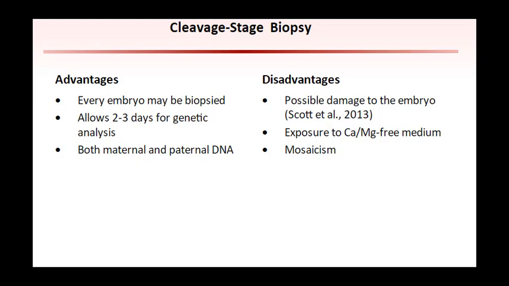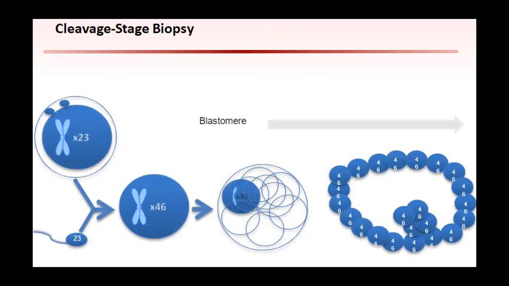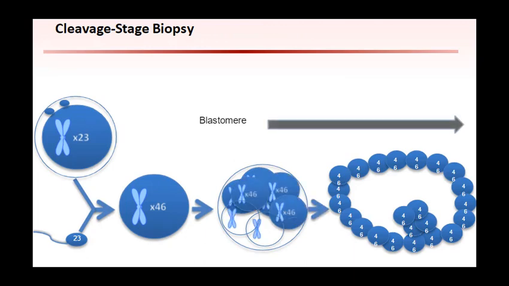Lastly, mosaicism seems to be pronounced within the pre-implantation embryo, so the chromosomal status of a single cell compared with the rest of the embryo is still in question. The biopsy of a blastomere from a cleavage-stage embryo should relate to the chromosomal status throughout the rest of the embryo.